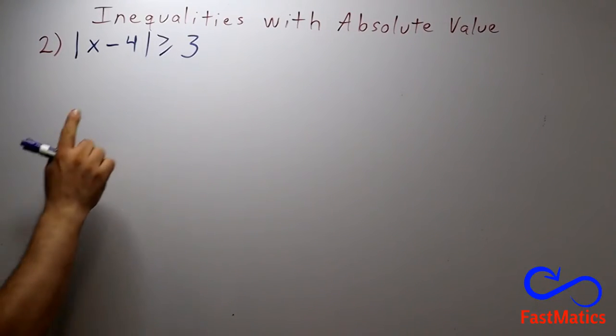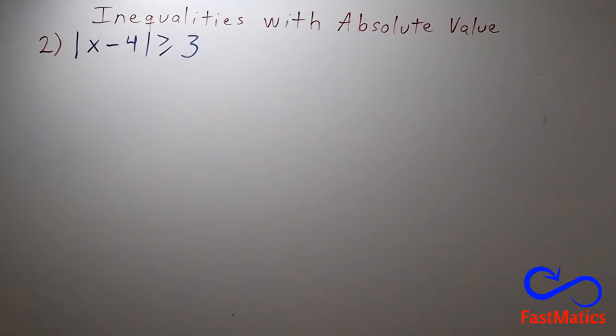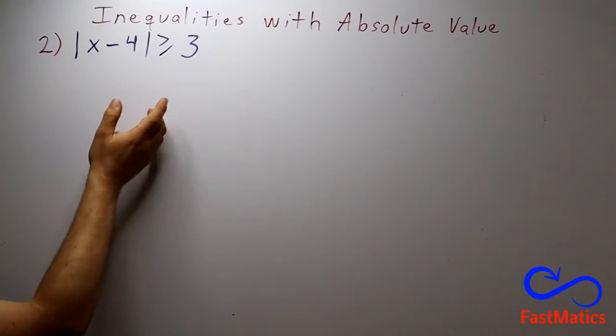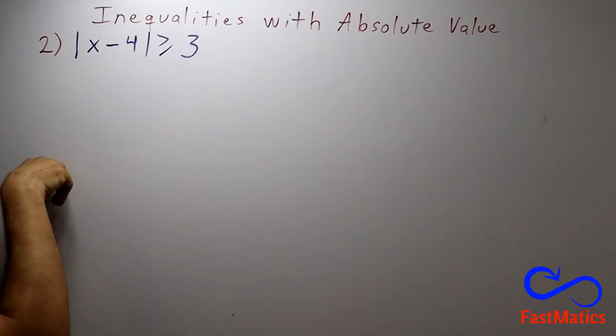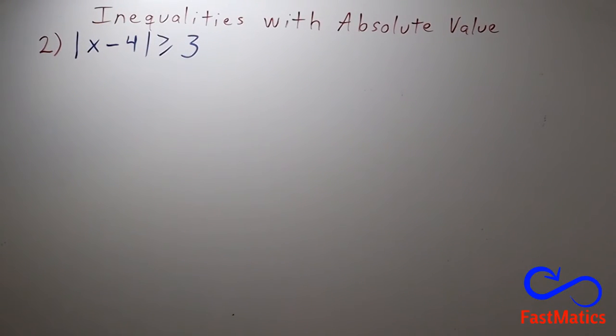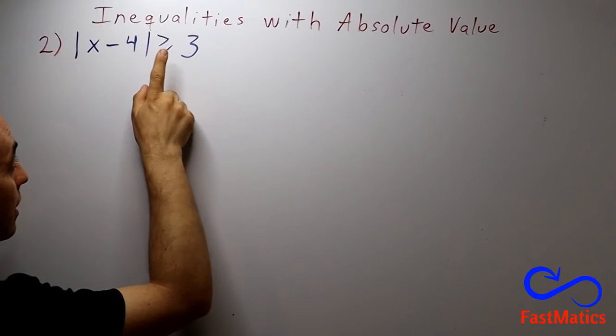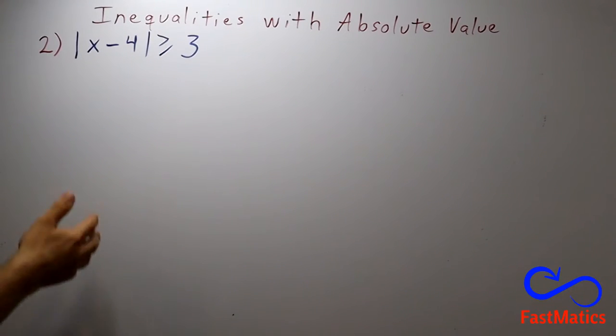First of all, we identify that we have an inequality with an absolute value. Then we must think: the absolute value will be kept on one side and the other expressions on the other side. After that, we think, is it greater than or less than? If we have greater than, we have to follow some steps. But if we have less than, we have to follow other steps.